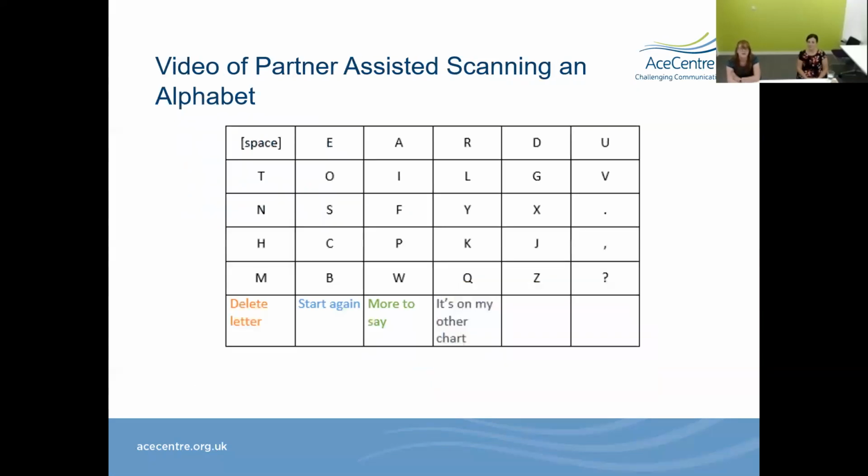So here we are. This is a little video clip to show you partner-assisted scanning in action. This is using a frequency alphabet chart that Ruth explained earlier. So all the high frequency letters are at the beginning of the scan. So that's going to speed you up a little bit. So I'll hand over to Catherine.